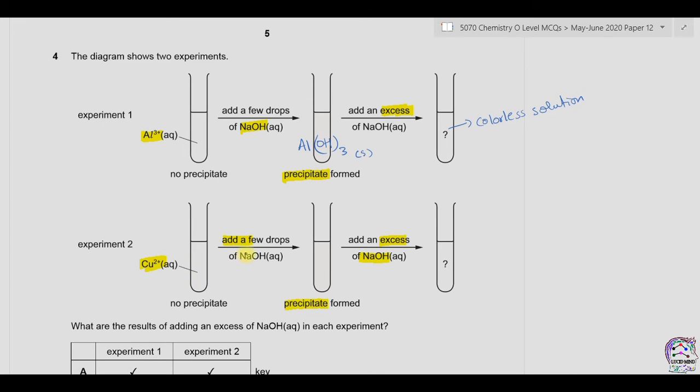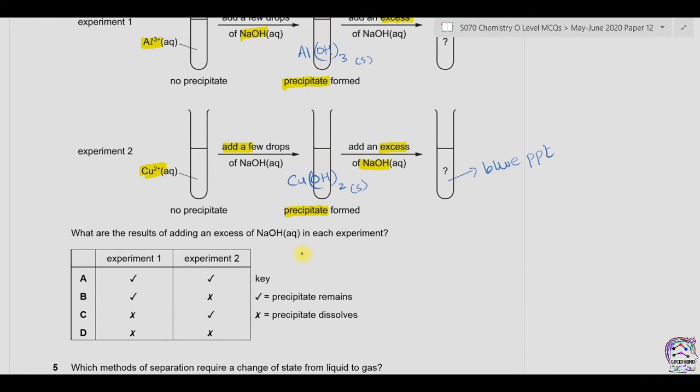In experiment 2, when copper is added to sodium hydroxide, a precipitate of copper hydroxide is formed and it is pale blue in color. When sodium hydroxide is added in excess, this remains insoluble, so there is a blue precipitate. So we can see that in experiment 1 the precipitate dissolves and in experiment 2 the precipitate remains. So let's find out the answer. In experiment 1 the precipitate dissolves, so it should be C or D. But in experiment 2 the precipitate remains, so the answer is C.